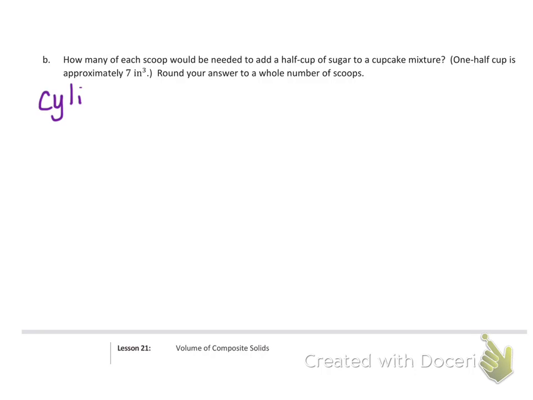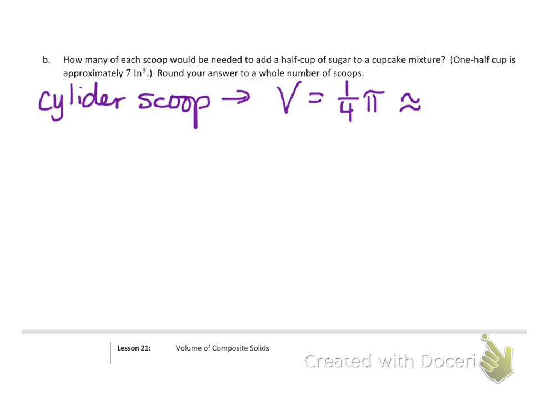And the cylinder scoop, the volume was 1/4 pi. Okay, so that is approximately, and that's inches cubed. So 1/4 pi is approximately 0.785 inches cubed. Okay, this was inches cubed. All right, so our cylinder scoop has that volume.